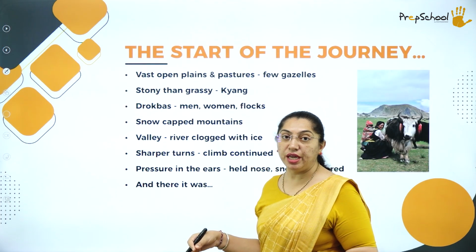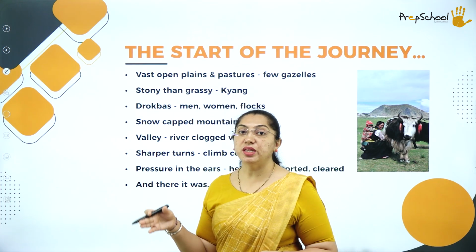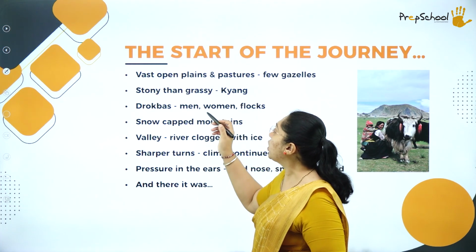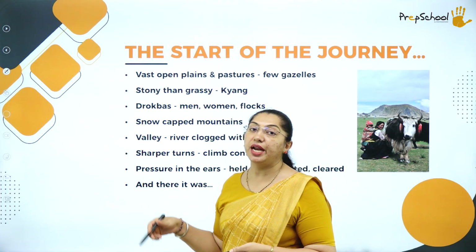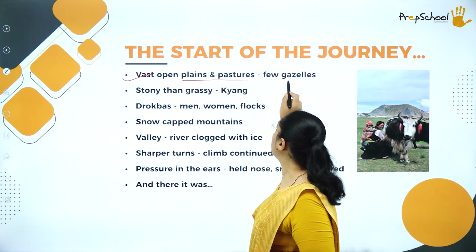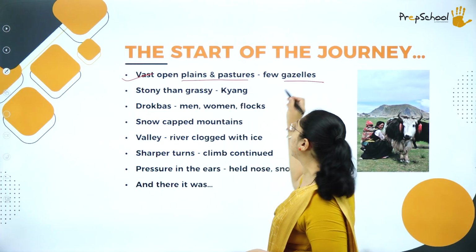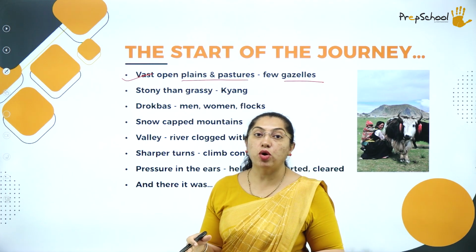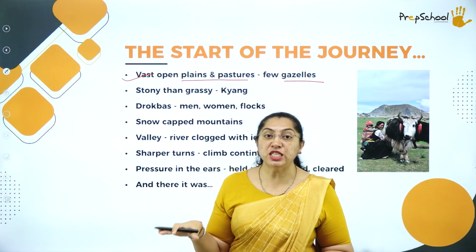They started their journey from Ruwa to Kora. Whatever route they have taken, it is a risky route, that is the shortcut. There were vast open plains and pastures, and gazelles. Gazelles are animals which look like deer. And there were stony and grassy places, so the way they were going had stones as well as grass.